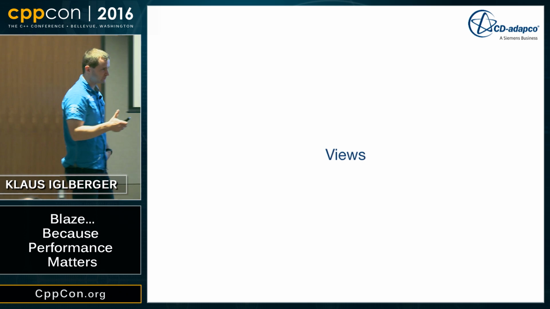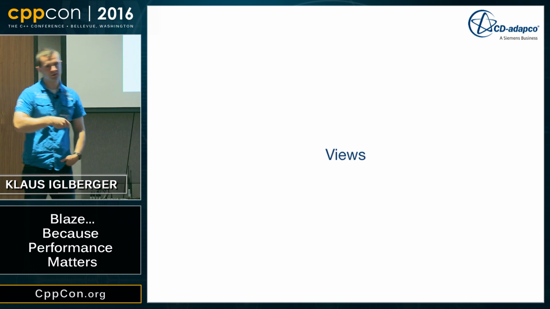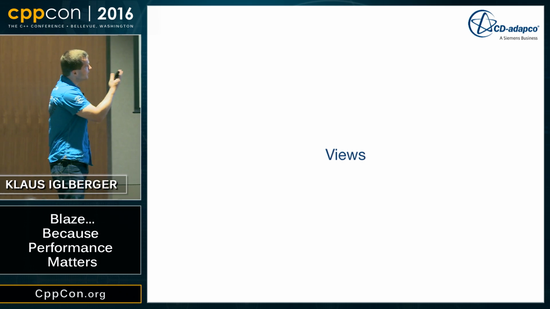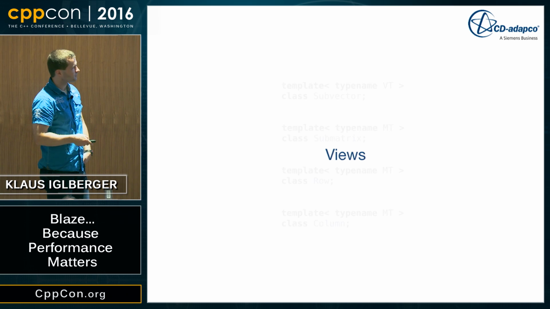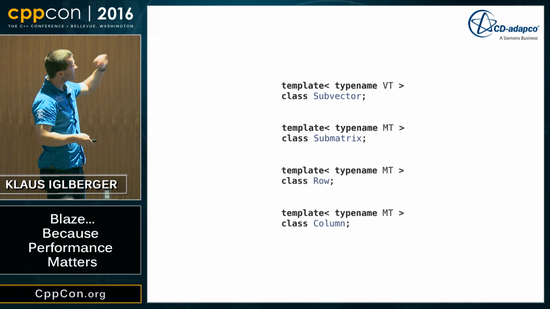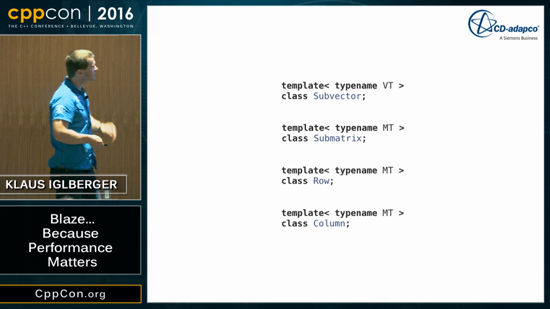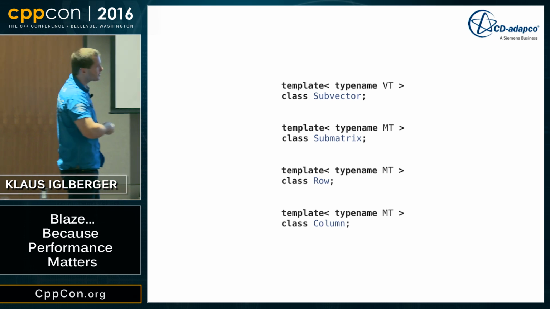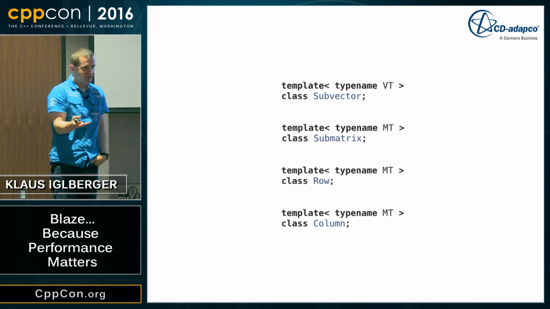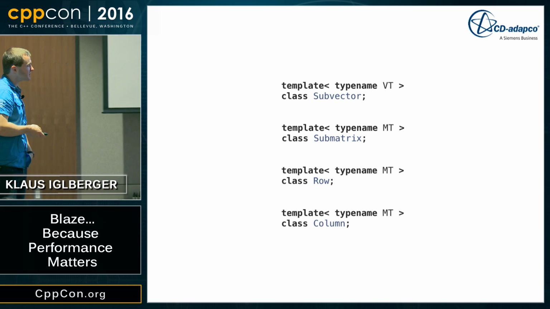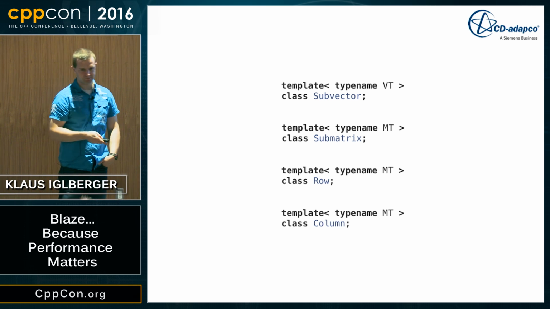All right. Performance is great. Now you might be interested in a couple of more features, what is available. So there's views also. We have a couple of views: subvector, submatrix, row and column. Subvector, of course, being something that you can apply to any kind of vector. Submatrix, row and column being something that you apply to matrices.